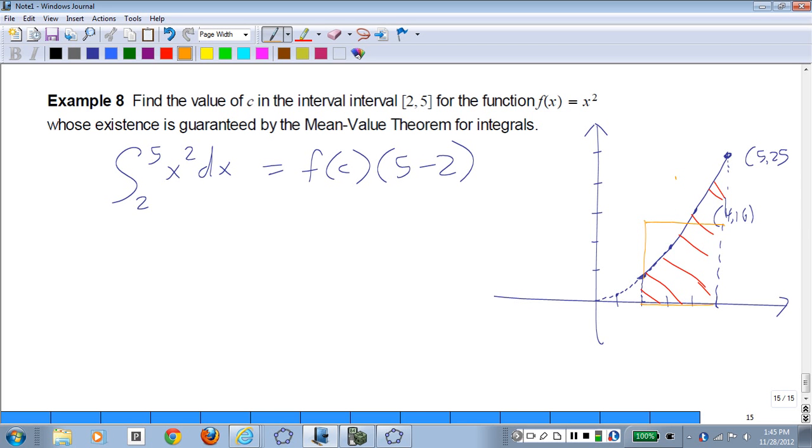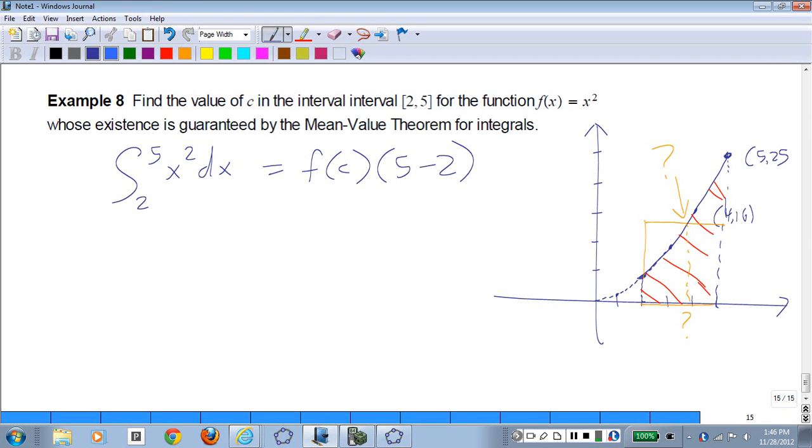So what we're looking for is the value of c. What is the number where we can evaluate the function there? That'll give us a point on the graph, and we can multiply that function value by 3. And that'll tell us the area under that curve. Well, we can find it. It's just algebra at this, well, it's a little bit of calculus, I guess.